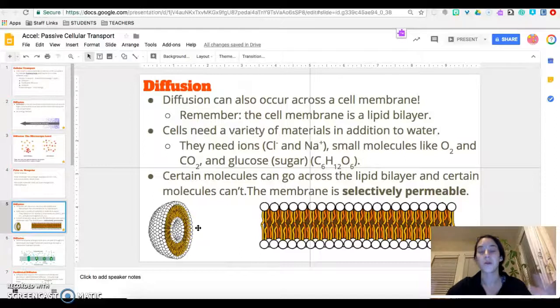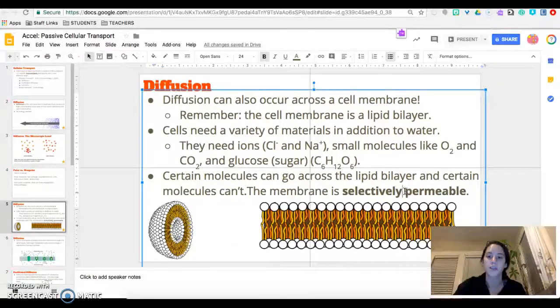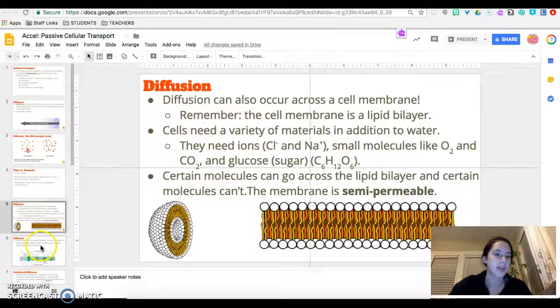It's a long dish. And then certain molecules can go across this lipid bilayer, and certain molecules can't. This is why we call the cell membrane a selectively permeable membrane. Or I'm actually going to change this up, and we're going to make this our semi-permeable membrane. Some things come in, some things come out. It's as simple as that.